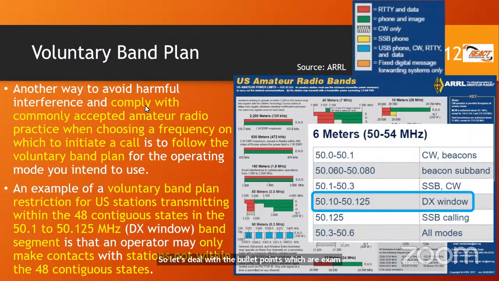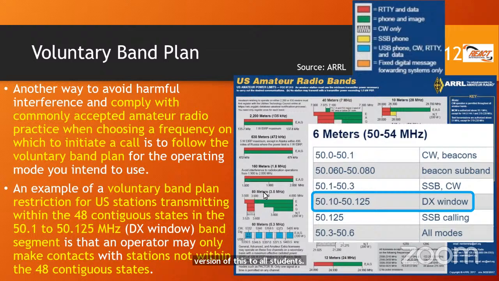So we say that another way to avoid harmful interference and to comply with commonly accepted amateur radio practice, or what we call good amateur radio practice, when we are choosing a frequency on which to initiate a call, is to follow the voluntary band plan for the operating mode you intend to use. And again, on your screen here is an example of what the voluntary band plan or band chart looks like, right? And we will certainly circulate a PDF high-res version of this to all students probably in the next circulation, so you can look at this.